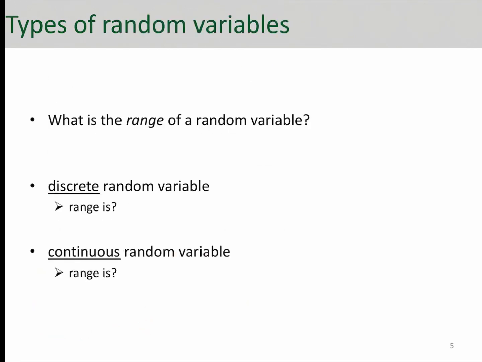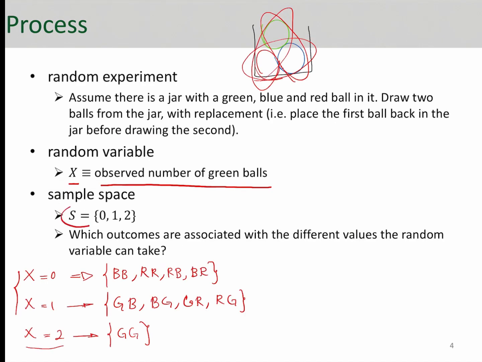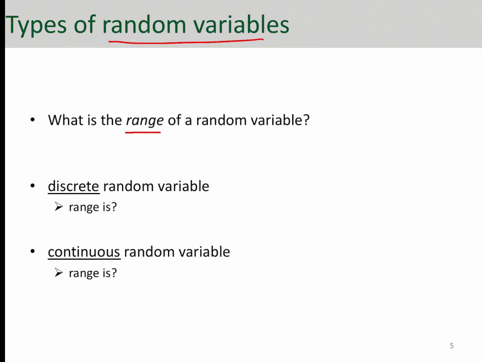Some of the key definitions and characteristics of random variables. First is the range. What is the range of a random variable? The range is the set of all possible values that a random variable can get. For example, here, this is the range of this random variable x: 0, 1, and 2. So from 0 to 2 is the range of this random variable, the set of all possible values of a random variable.